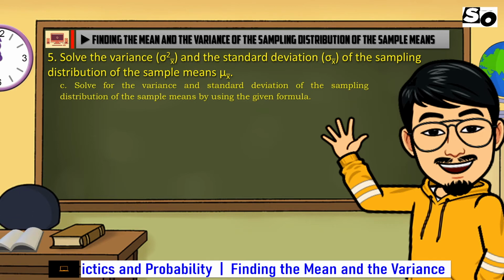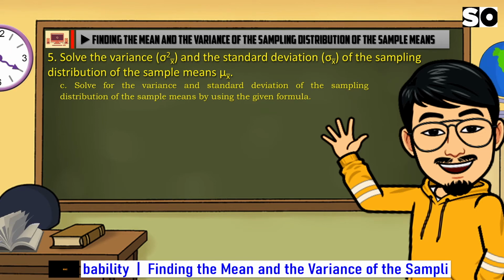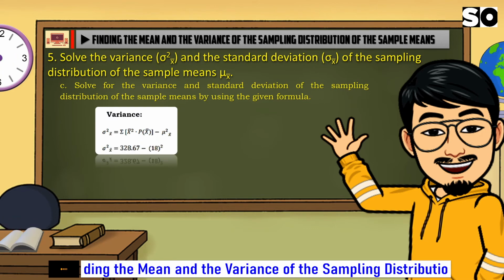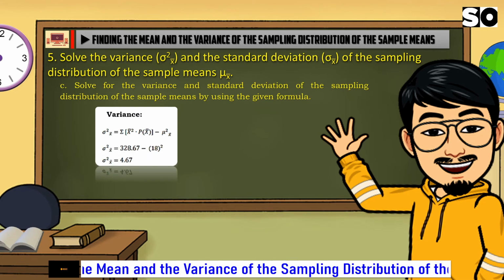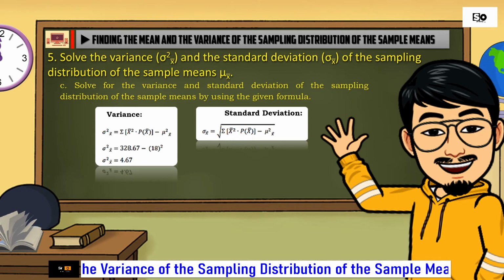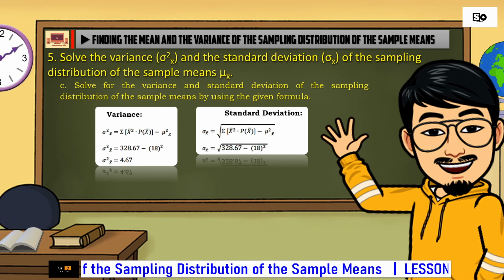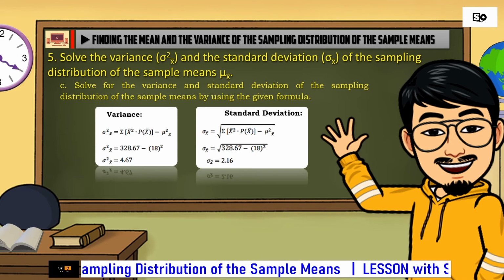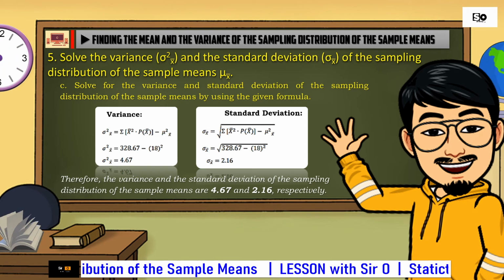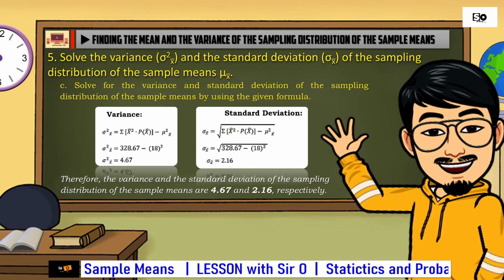Letter C. Solve for the variance and standard deviation of the sampling distribution of the sample means using the given formula. For variance, substitute the given. We have 4.67. For standard deviation, substitute the given. We have 2.16. Therefore, the variance and the standard deviation of the sampling distribution of the sample means are 4.67 and 2.16 respectively.